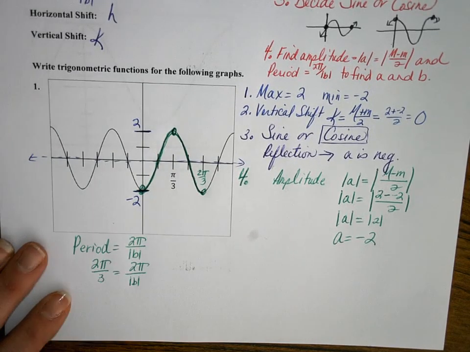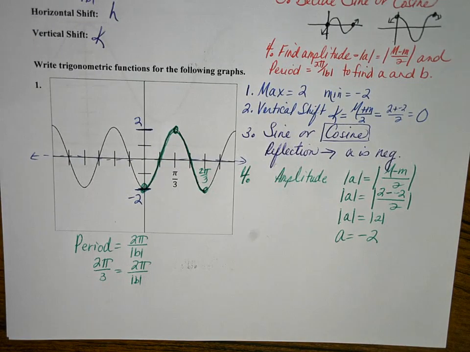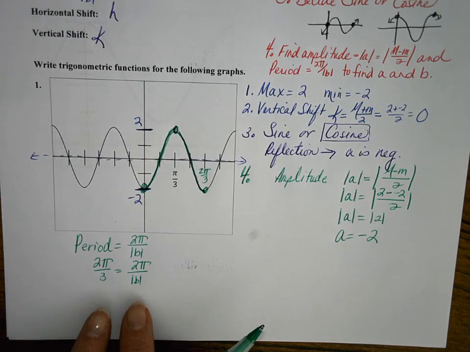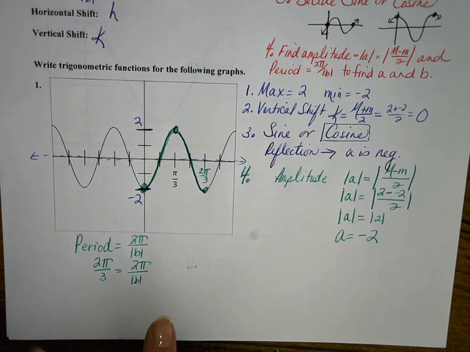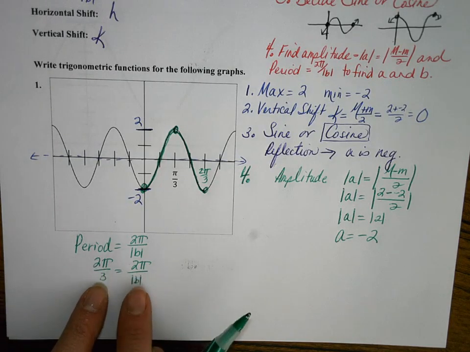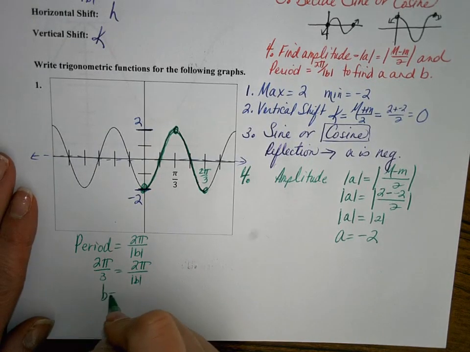Now, let's use our mental math skills here. If 2 pi over 3 is equal to 2 pi over the absolute value of B, what does B have to be? What would I do to solve this if I didn't know? Fraction equal to fraction, I'm going to cross multiply. But in this case, I don't need to because I should know 2 pi, 3, it's got to be 3. So my B is going to be 3.